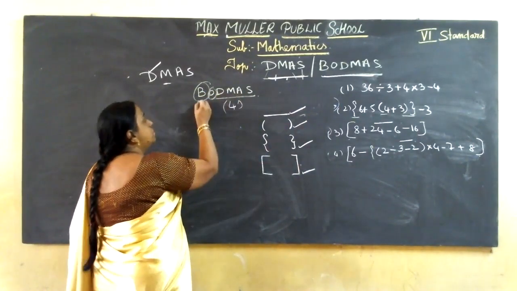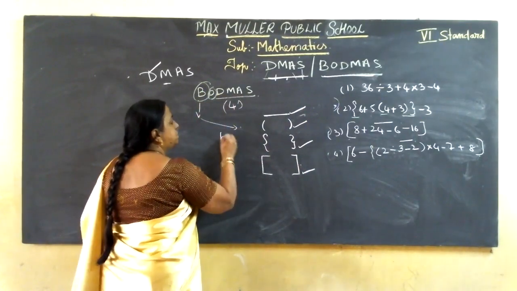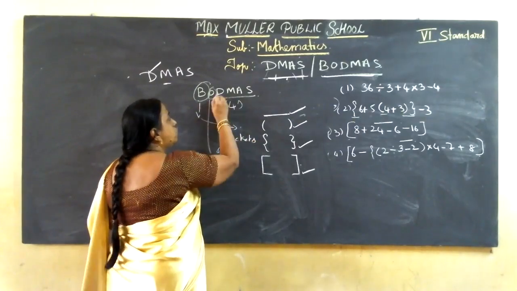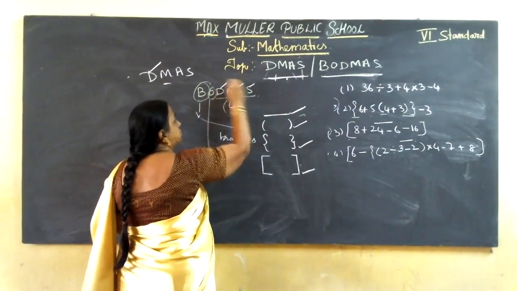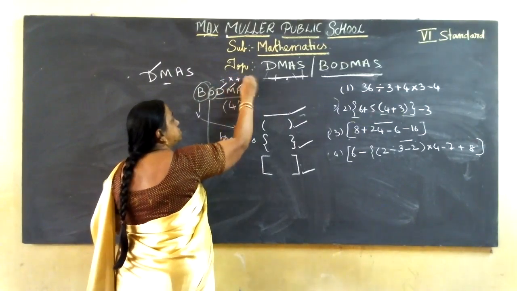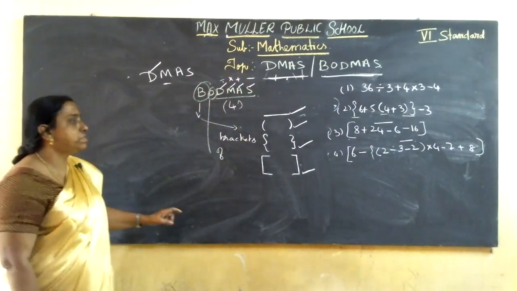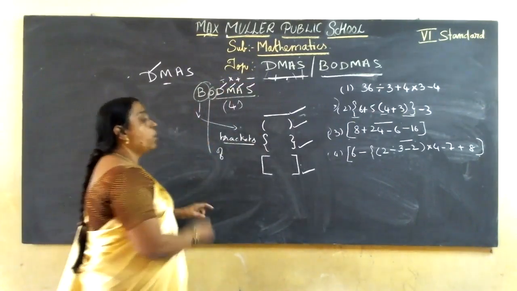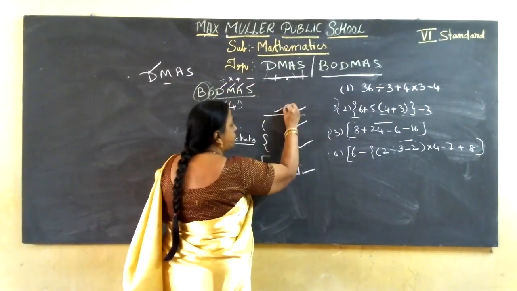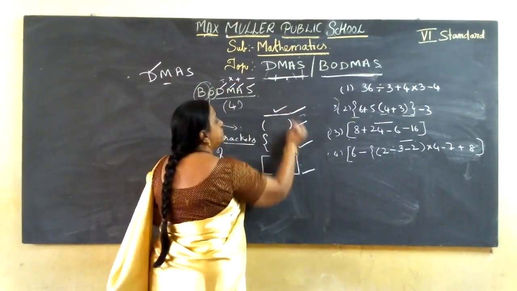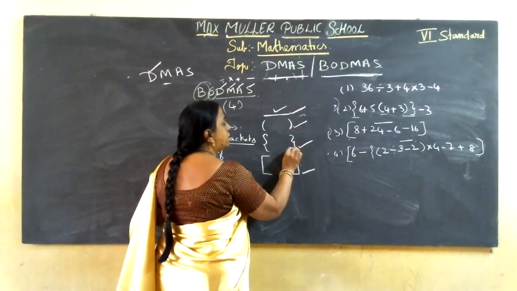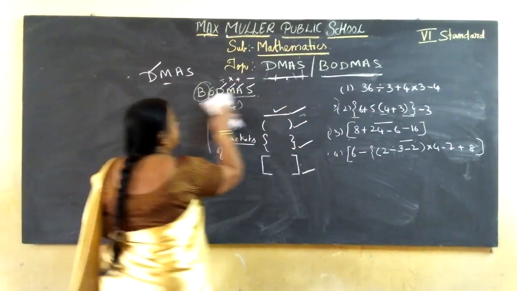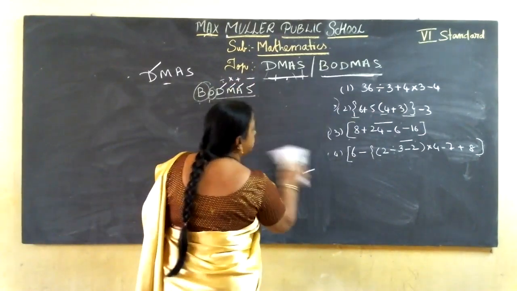BODMAS rules means what? B stands for brackets. Then of, then division, multiplication, addition, subtraction. Clear? Now in this, see here. In brackets also you can't solve all the brackets at a time. First you should go for the bar bracket, then the round bracket, curly bracket, at last the square bracket. Clear? I'll solve one sum, then you can understand easily. Now I'll take this question.